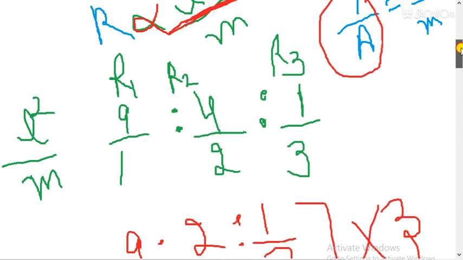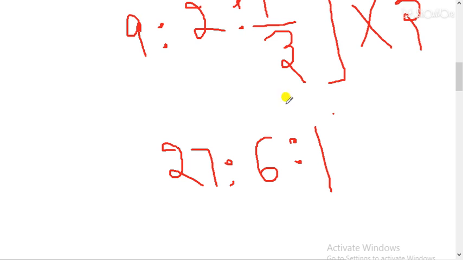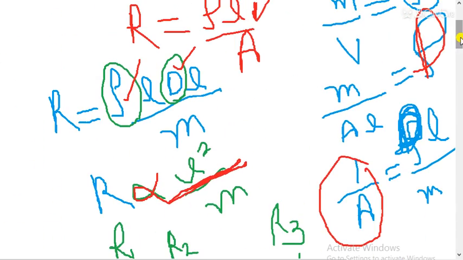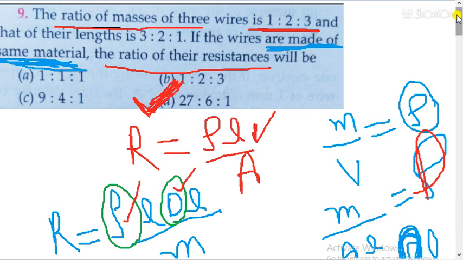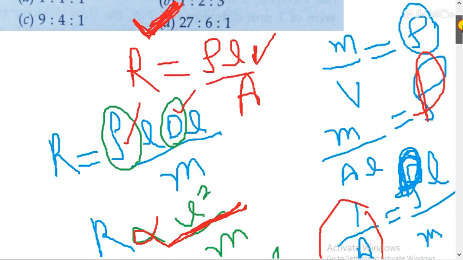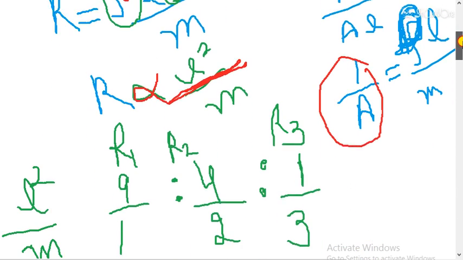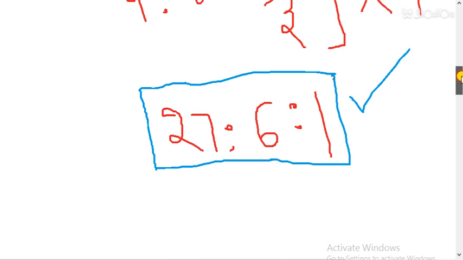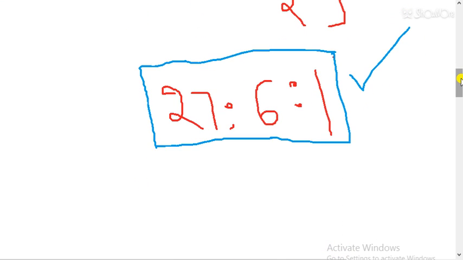So after this I have to find the ratio. To change the fractional ratio into simple ratio, I will multiply it with 3 and I get the answer 27 ratio 6 ratio 1. So this was another question that is based on the resistivity concept and resistance concept. You can note down the solution. I am scrolling the screen. Question is this one and I am scrolling the screen. You can note down the solution. So 27 ratio 6 ratio 1 will be the answer.